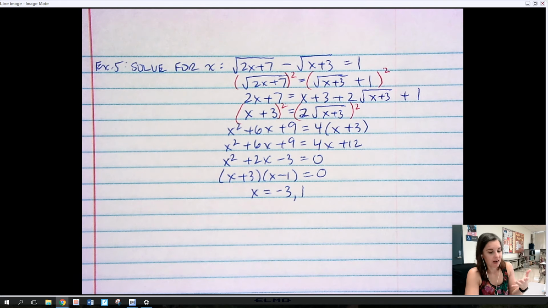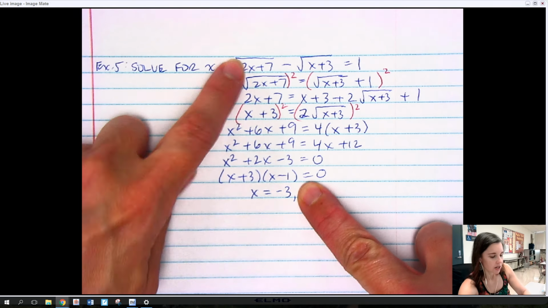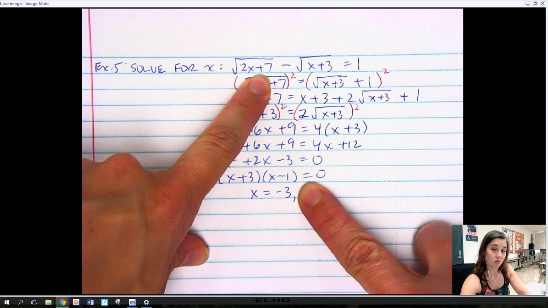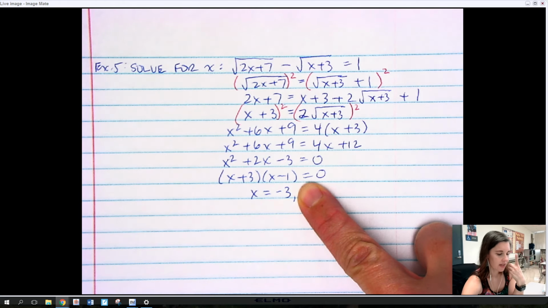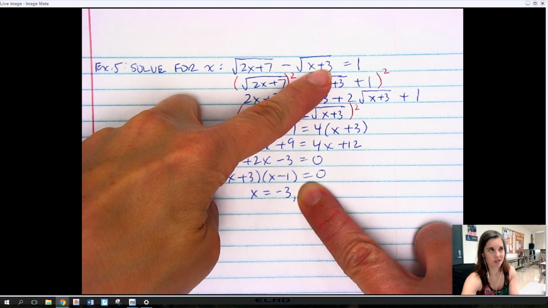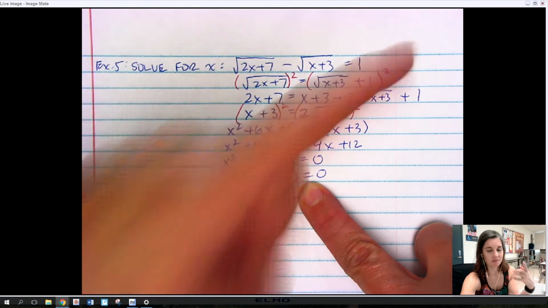All right, before I box my answer, I've got to check both solutions. So let's do the negative 3 first. So 2 times a negative 3 is negative 6. Negative 6 plus 7 is 1. The square root of 1 is 1. And then here, if I plug in negative 3, negative 3 plus 3 is 0. Square root of 0 is 0. So 1 minus 0 is 1. That one's good.